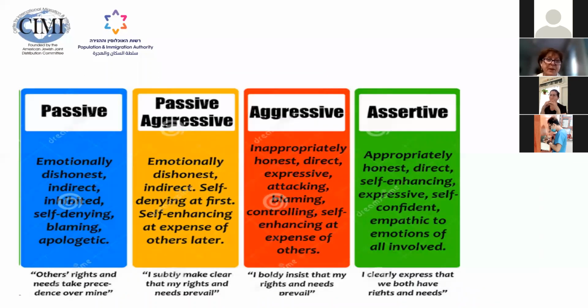So let's sum it up. Passive communicators are emotionally dishonest, indirect, inhibited, self-denying, blaming, and apologetic. Passive-aggressive communicators are emotionally dishonest, indirect, self-denying at first, self-enhancing at the expense of others later. Aggressive communicators are inappropriately honest, direct, expressive, attacking, blaming, controlling, self-enhancing at the expense of others. The green one, that's the one we want to achieve, is appropriately honest, direct, self-enhancing, expressive, self-confident, involved.